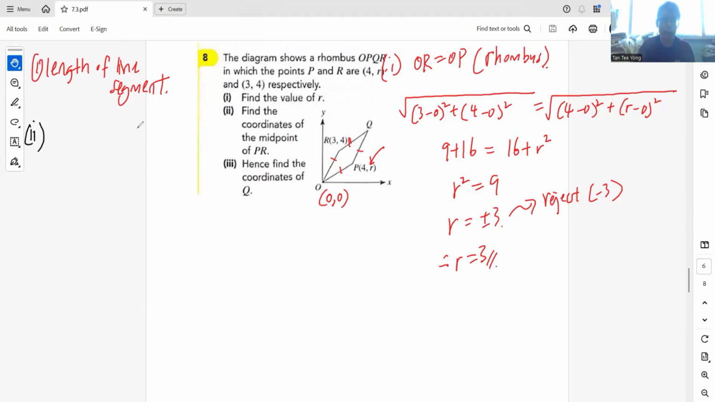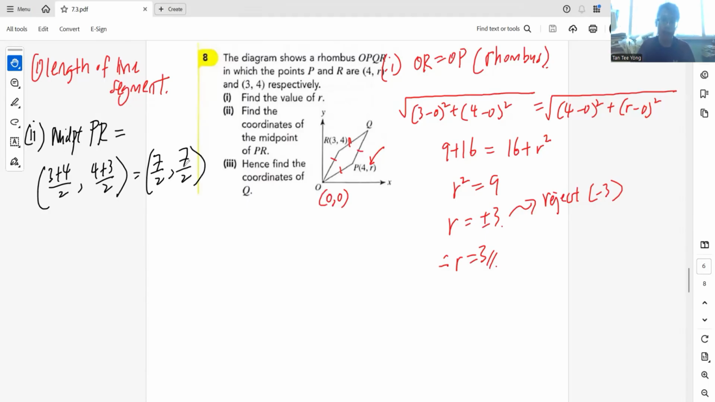So for part 2, I'm going to do it on the left. They want us to find the coordinate of the midpoint of PR. Okay, so this is simple. Midpoint of PR is equal to, since we know R already, 3 plus 4 over 2, 4 plus 3 over 2, which will give us the same value. So 7 over 2, 7 over 2. If you want to write 3.5, it's fine also.